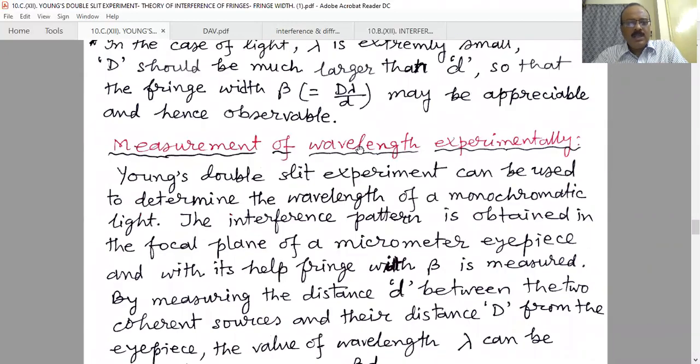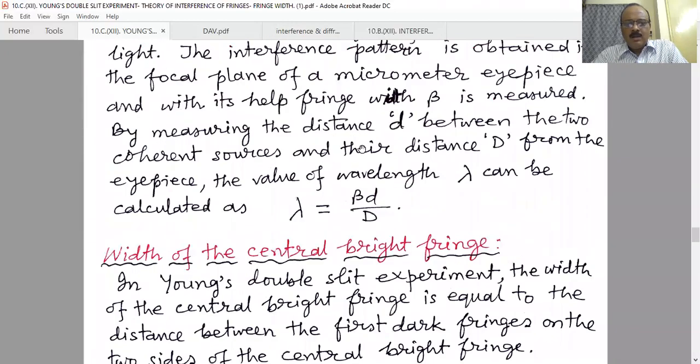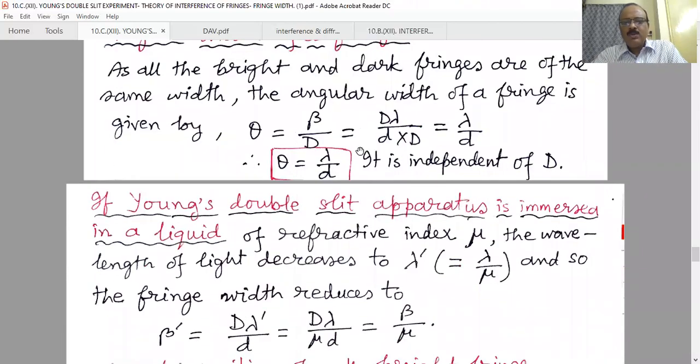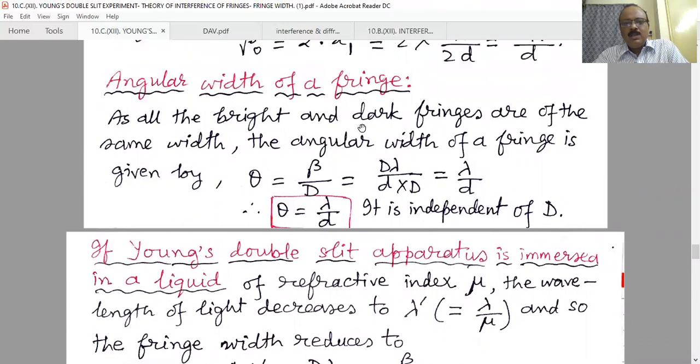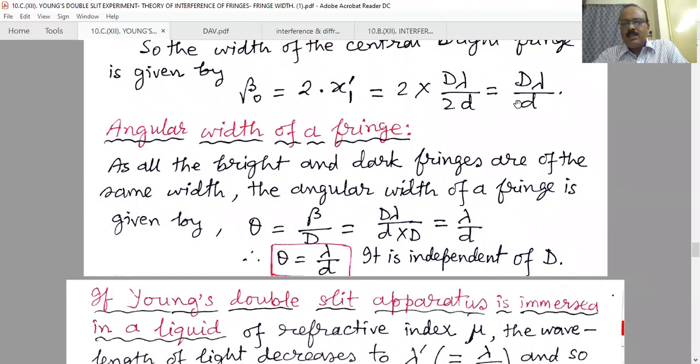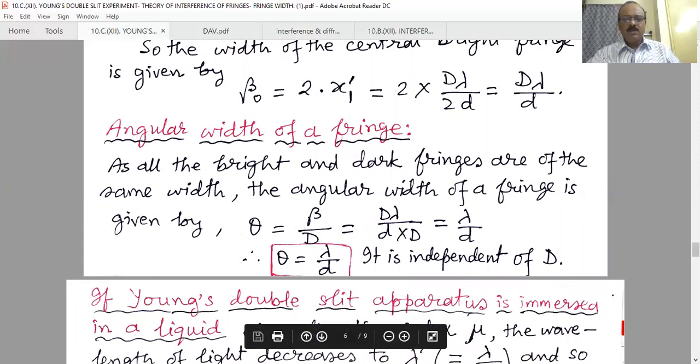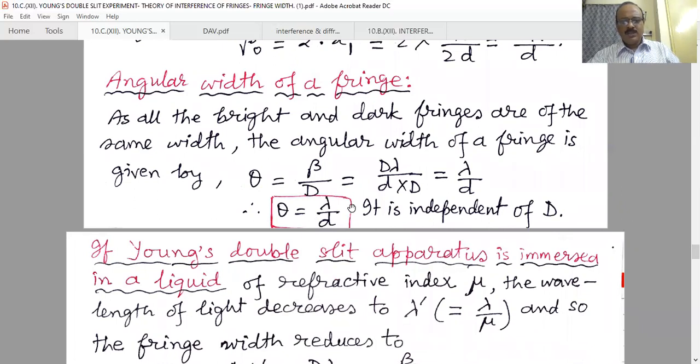From this concept, we can get the angular fringe width. The angular width is independent of D. That means if we increase the separation between the slits and the screen, D, there will be no change in the angular width. But when D increases, β increases. That means we get larger width of the bright or dark fringes if we increase the capital D. But there will be no change in the angular fringe width. Angular fringe width is always equal to λ divided by small d. What is λ? The wavelength of the light used, and small d is the distance between the two slits.